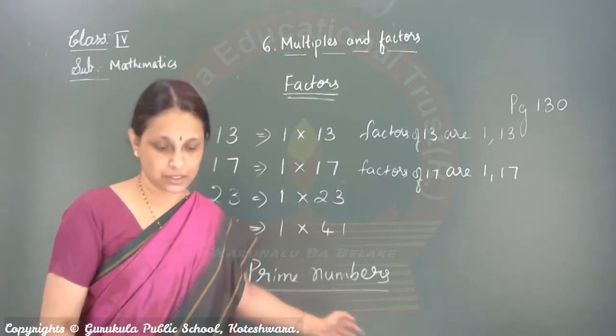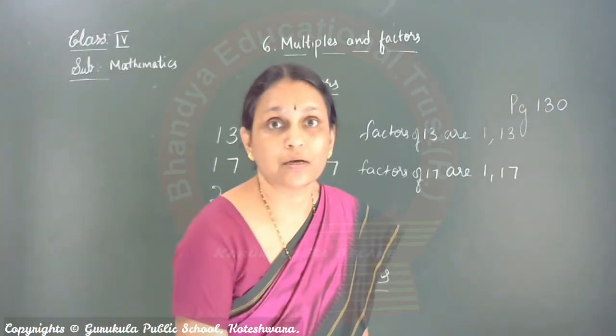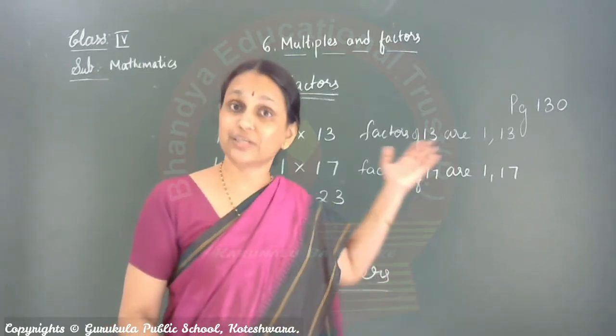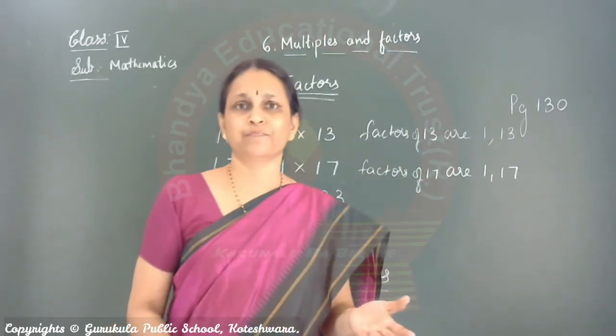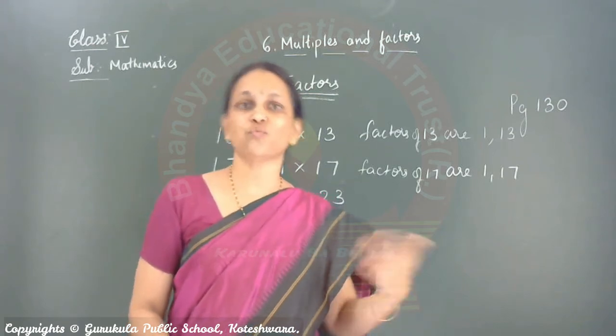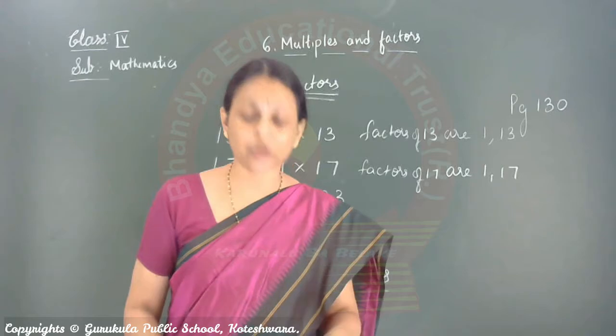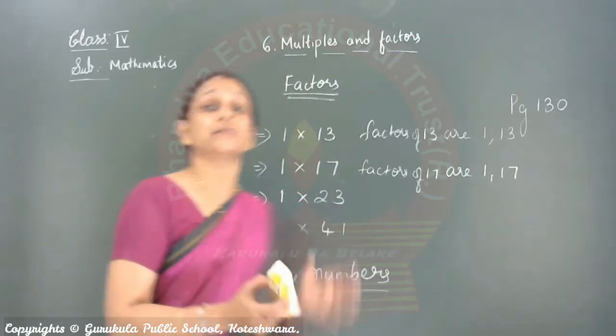Next, a number which has many factors, like we took 15, more than 2. Many means it may be 3 also, 4 also, like that you can take. But numbers with more than 2 factors are called composite numbers.